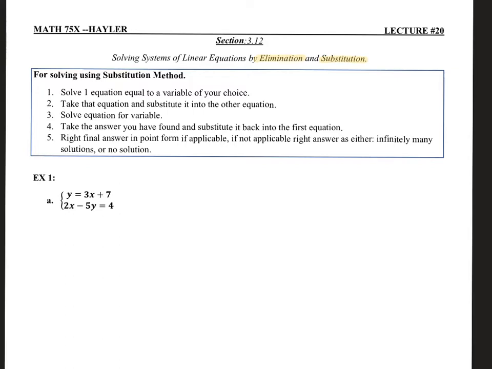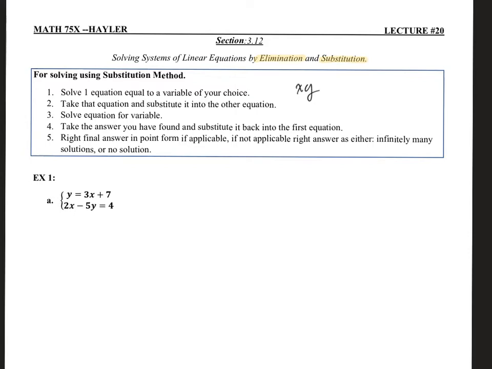For the substitution method, what you're first going to do is solve one equation for a variable of your choice. Most of the time we have generically x or y. So you'll pick one of these variables and solve the equation for it. After that, you take that new equation and substitute it into the other equation that you have not touched. Then you'll solve your equation for the variable, and when you find your answer, you're going to resubstitute that back into the first equation and find the answer of the other variable.